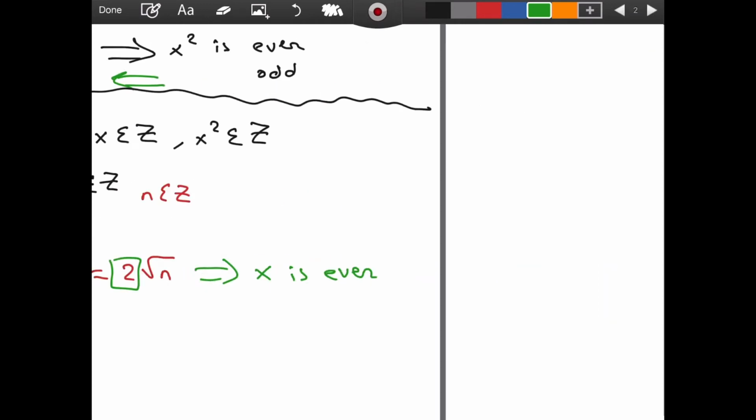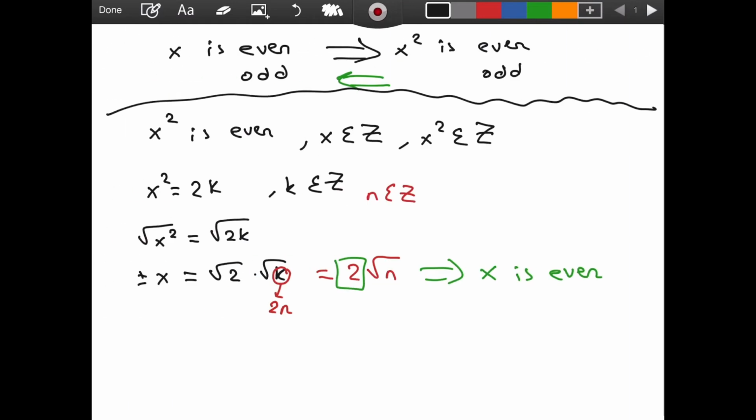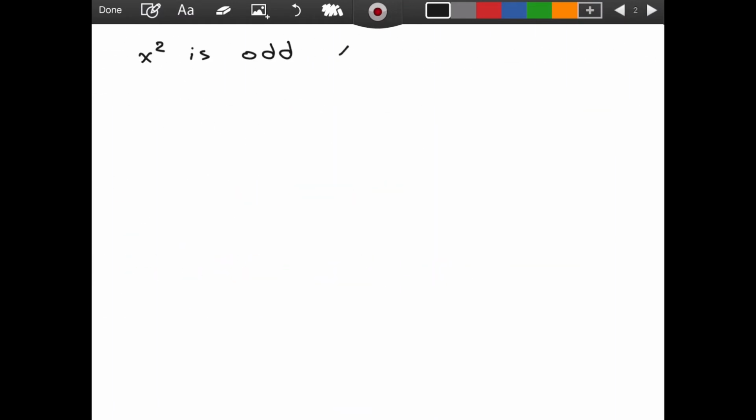Now comes the second half. Now we want to consider the case where x squared is odd. And I am not going to write what I just wrote. Oh, actually, no, let's write them. So here x is still an integer and consequently x squared is an integer.